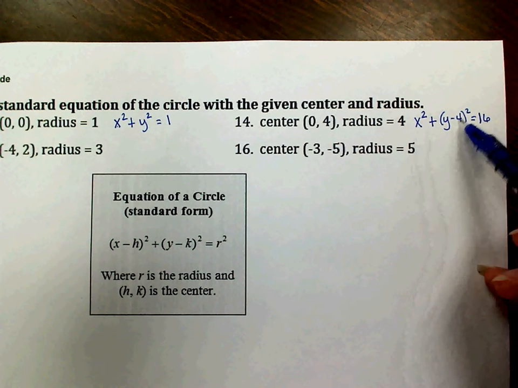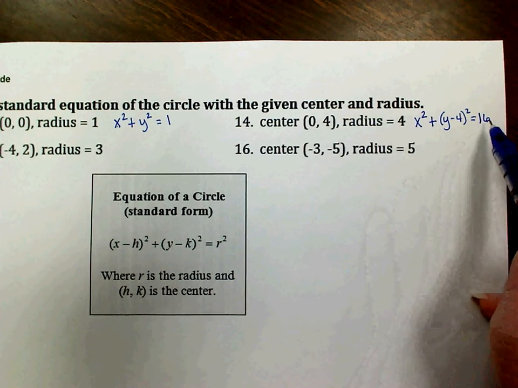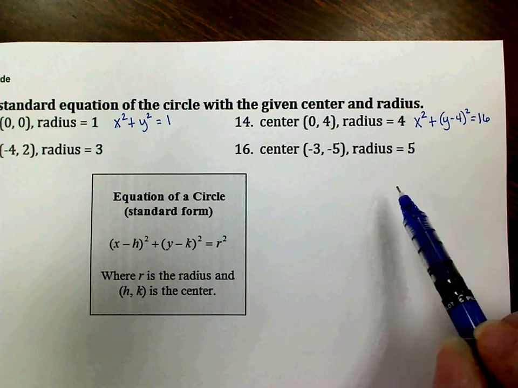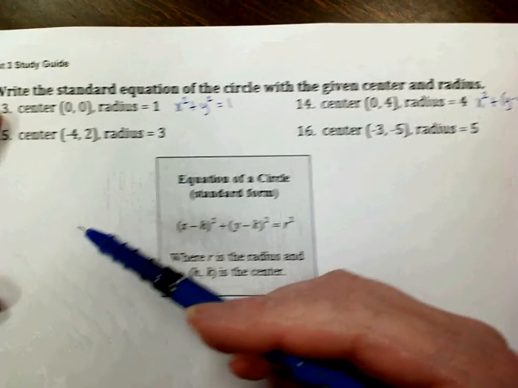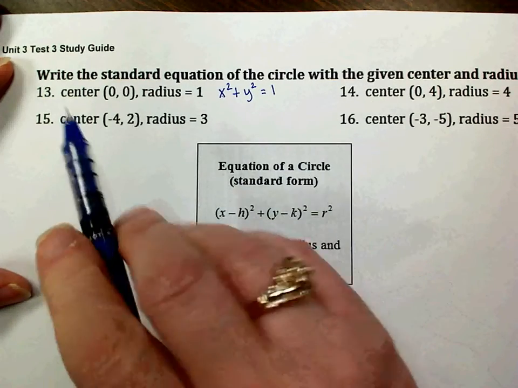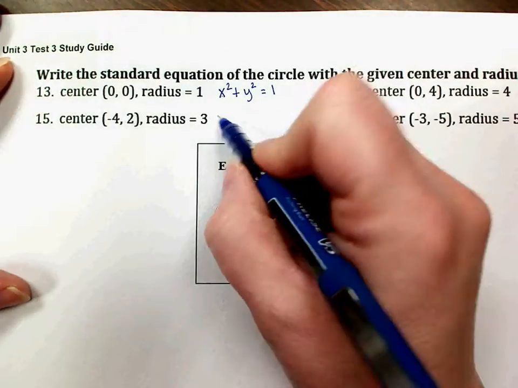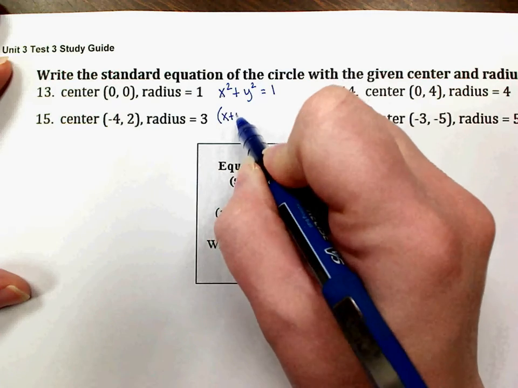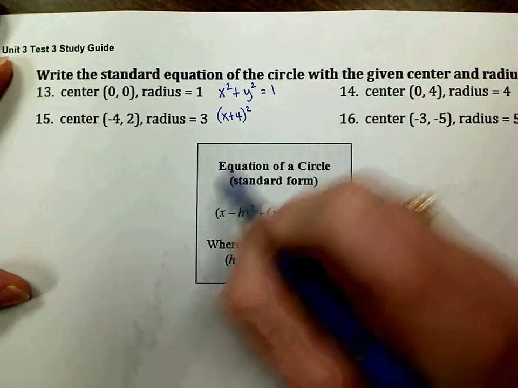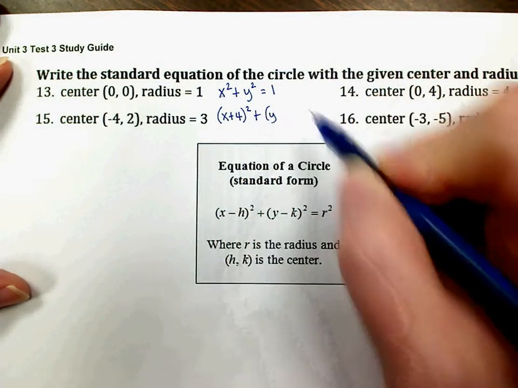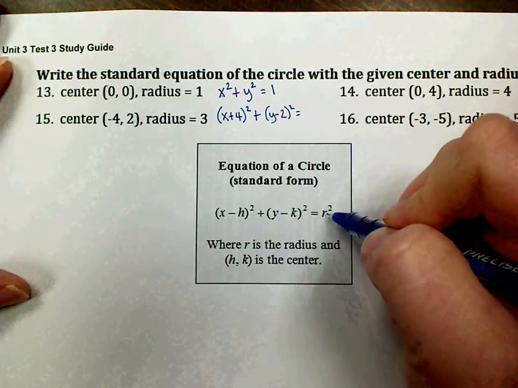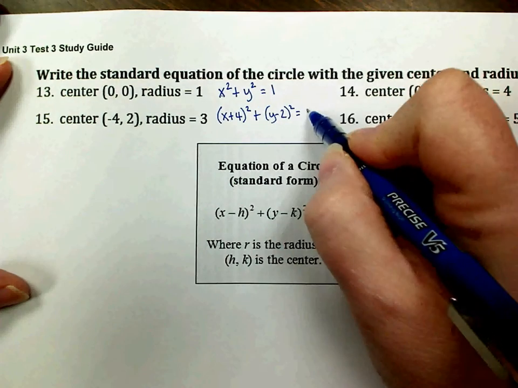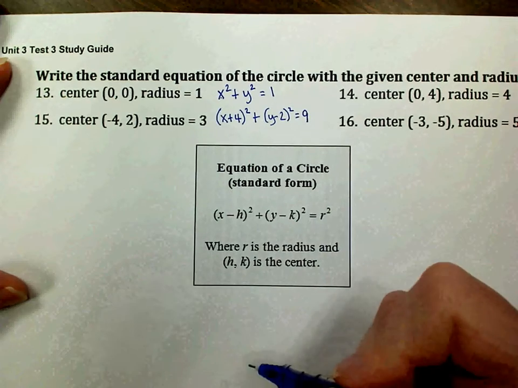Make sure you're squaring, have addition between the terms, that you have an x and a y, and don't forget to square your radius. Number 15, we would have x minus a negative 4, which would make that become x plus 4 squared, plus y minus 2 squared equals the radius squared. 3 squared is 9. 3 times 3 is 9.